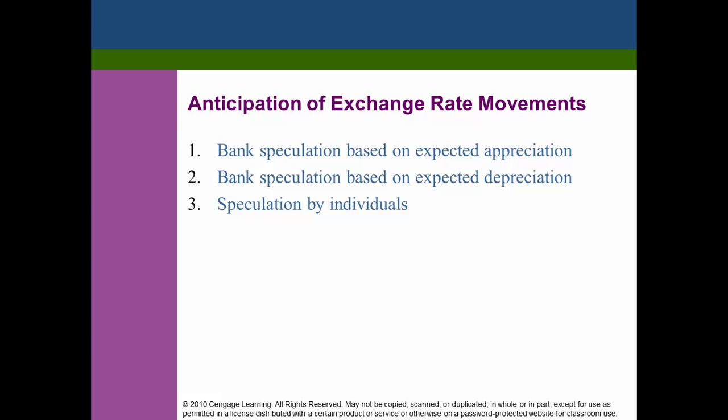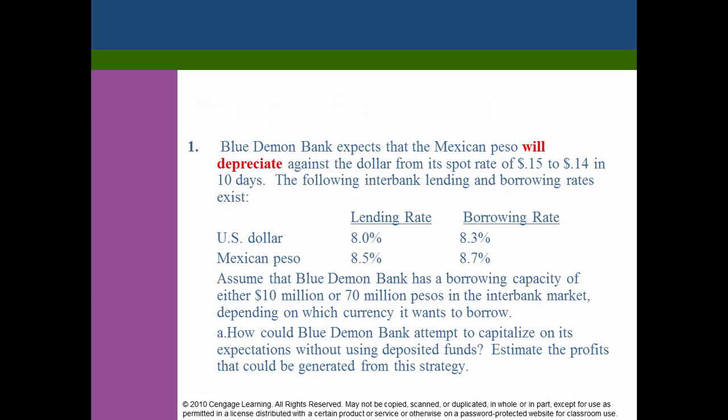Okay. Now what we have is, we just want to look at some examples of what companies might do when they expect the currency to appreciate and when they expect the currency to depreciate. So what we have is bank speculation based on expected appreciation, bank speculation based on expected depreciation, and speculation by individuals. Okay. So I think this is an important question. You definitely want to make sure you're comfortable with this. It's not very difficult, but you might get something like this in the exam.